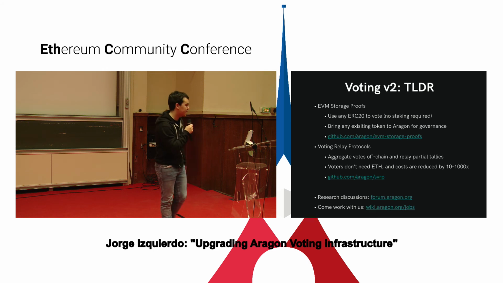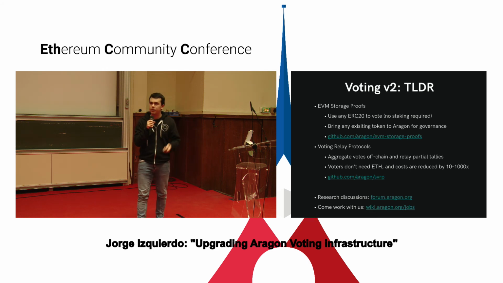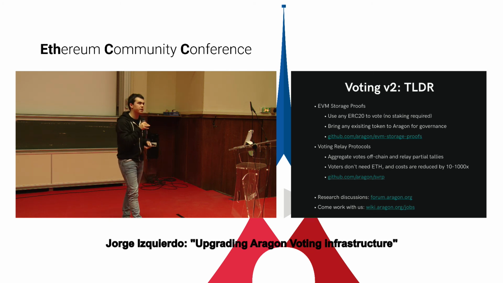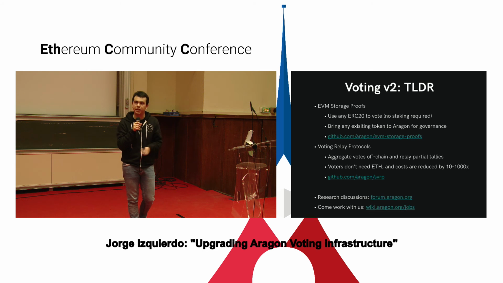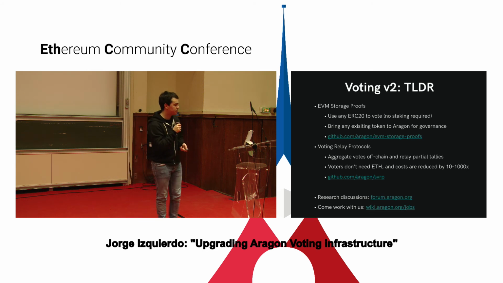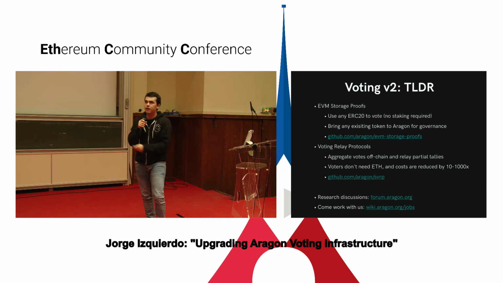And yeah, as a TLDR of the upgrades that we're doing to voting: we're using storage proofs to remove the minimum requirement and get snapshotted token balances in a way that doesn't impact all the token transfers. And we're working on these voting relay protocols to aggregate votes off chain and perform the minimum amount of computation regarding the vote tallying on chain, and still get elections that you can trust weren't rigged. So yeah, all the research is happening in the Aragon forum.